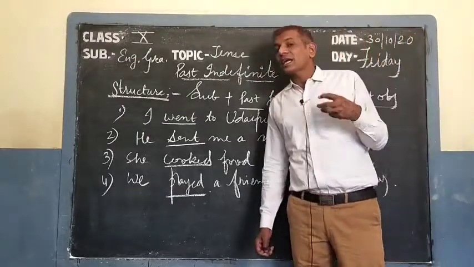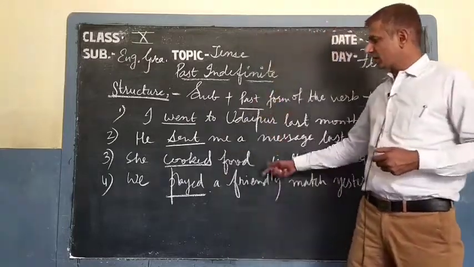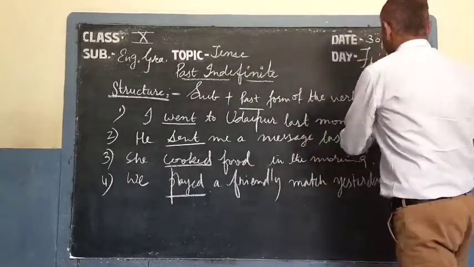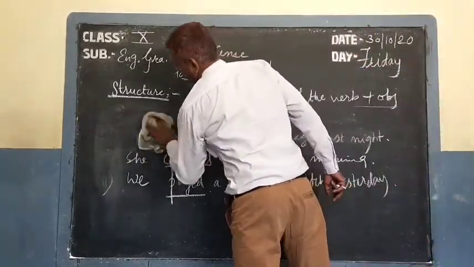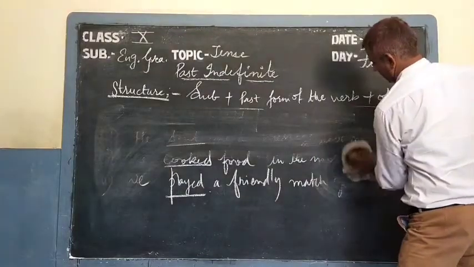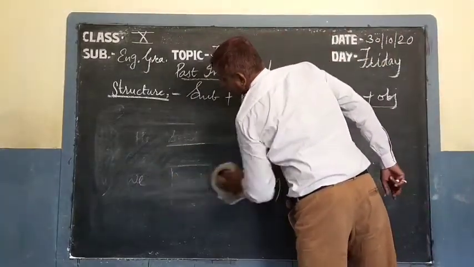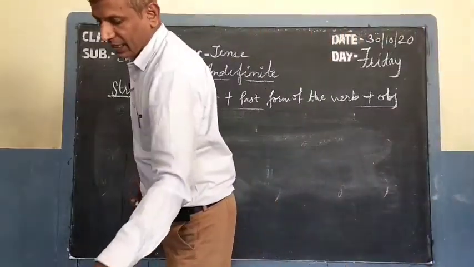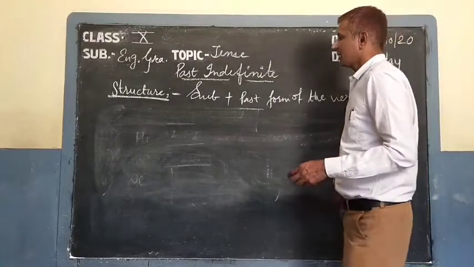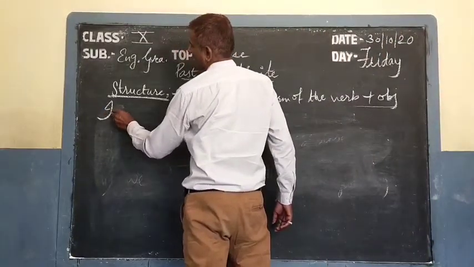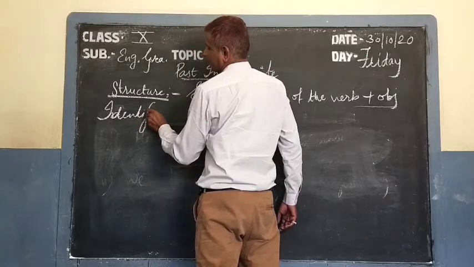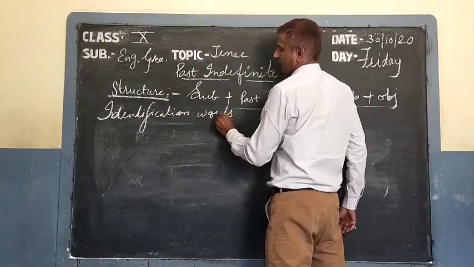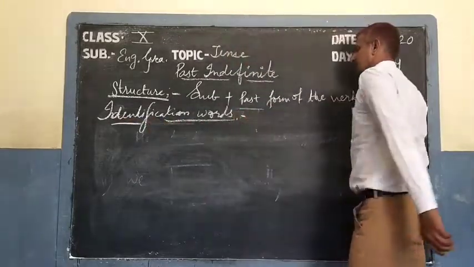Now the second thing comes: the identification. You can note down these sentences in your notebook, and now I am telling you identification words. As in the other tenses, we recognize the tense in sentences with the help of some identification words. How do we identify these sentences?